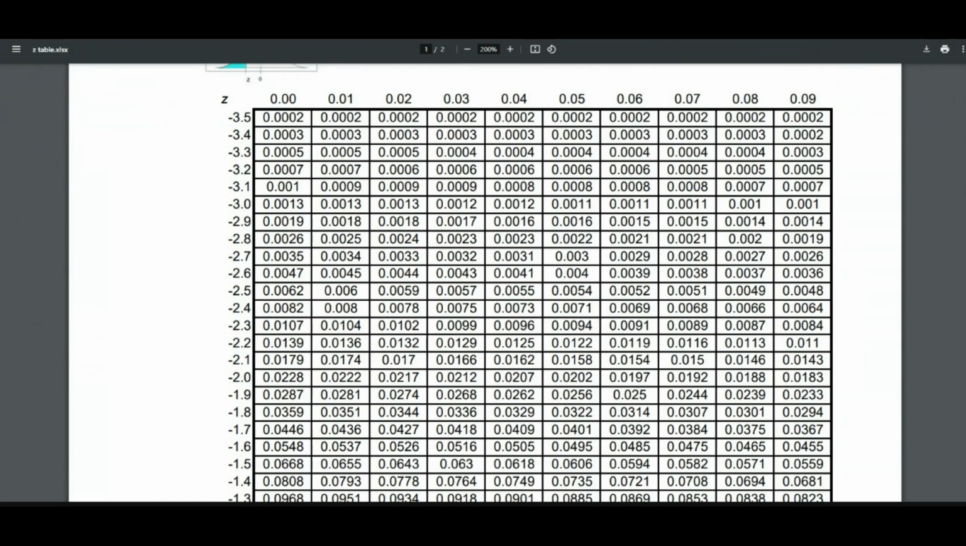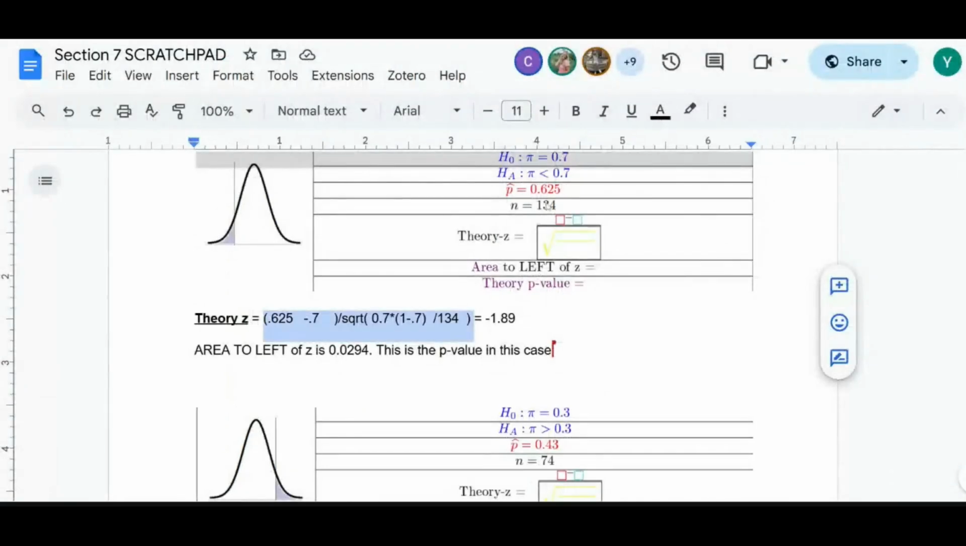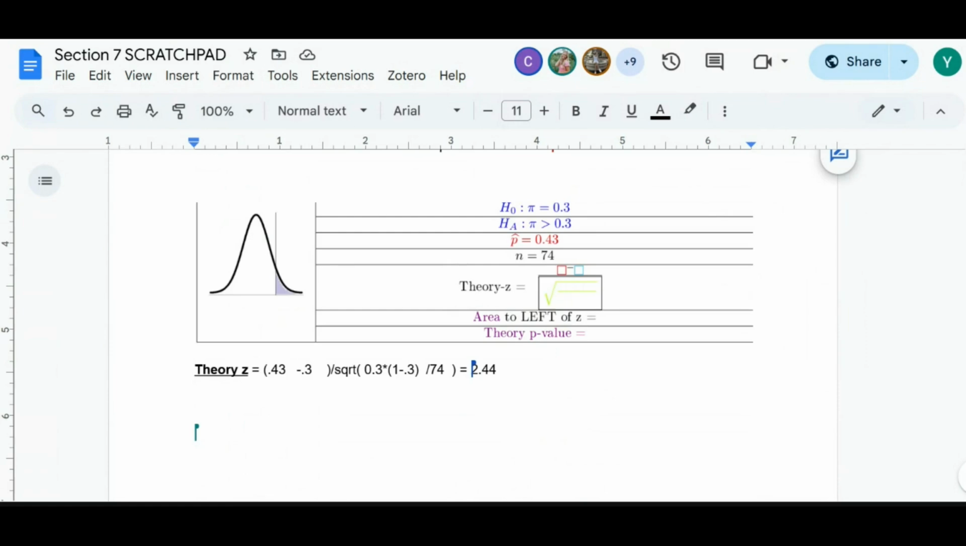So minus 1.89, do you see it here? I do. All right. Can you type it in? What is the area to the left of minus 1.89? Yes, 0.0294. And is this the p-value? It is. There's no need to process because it is a left side area. Let's finish this one. Is this correct?